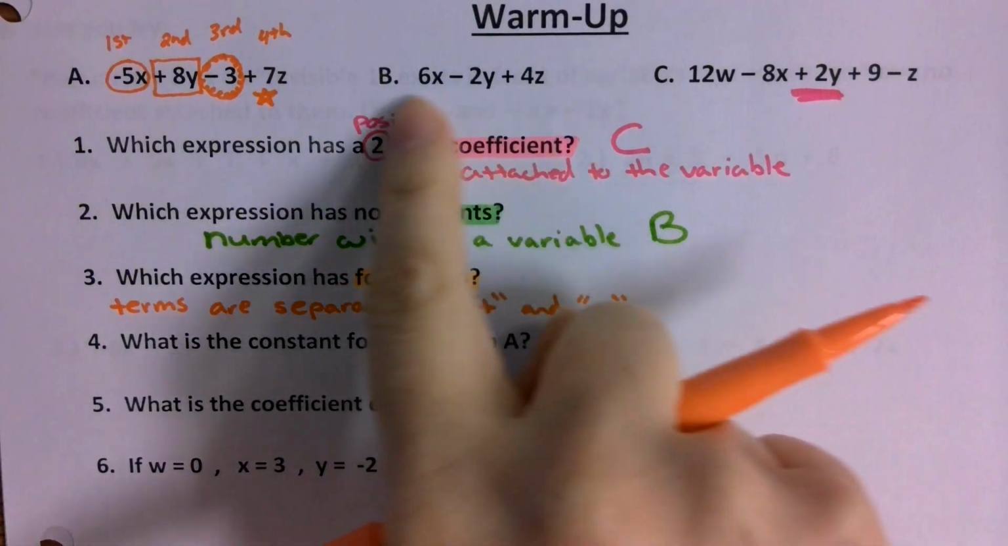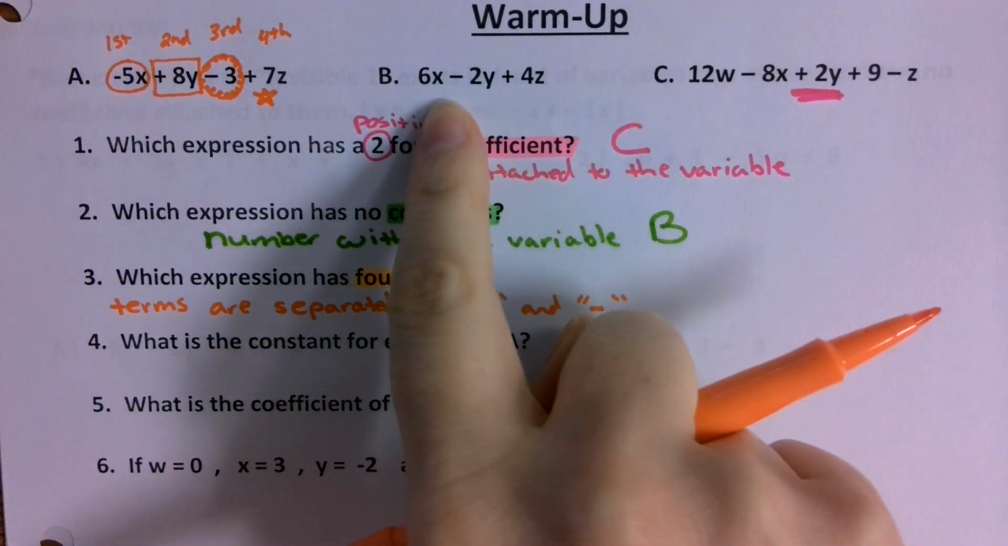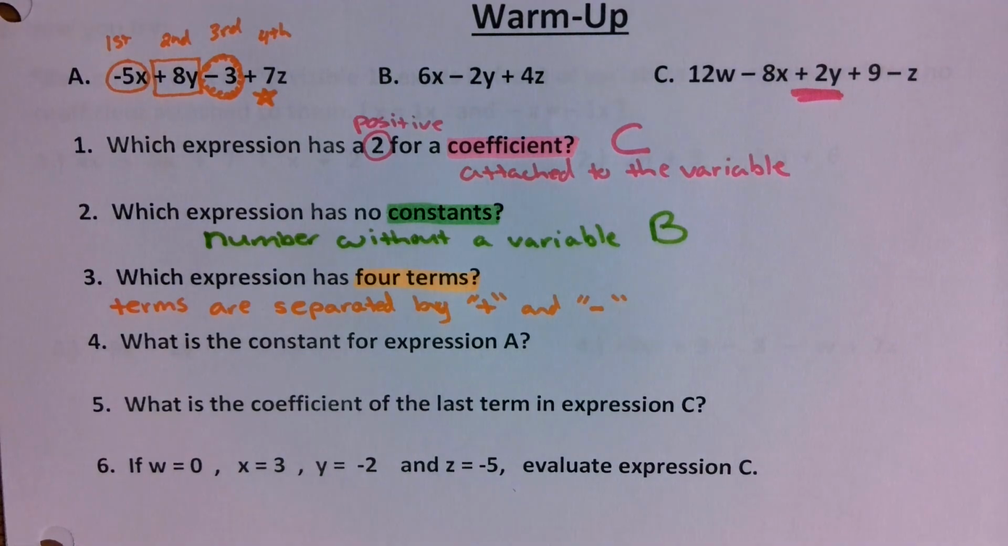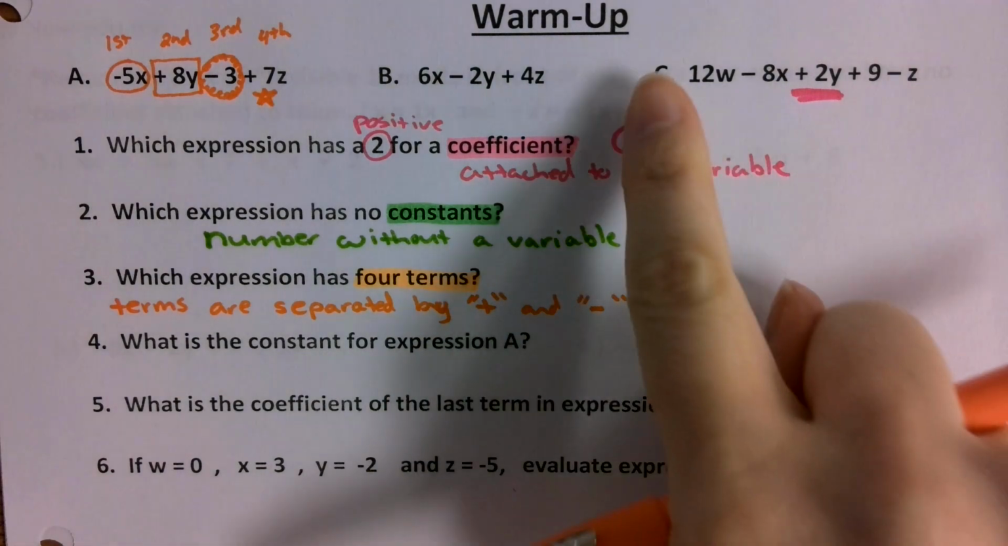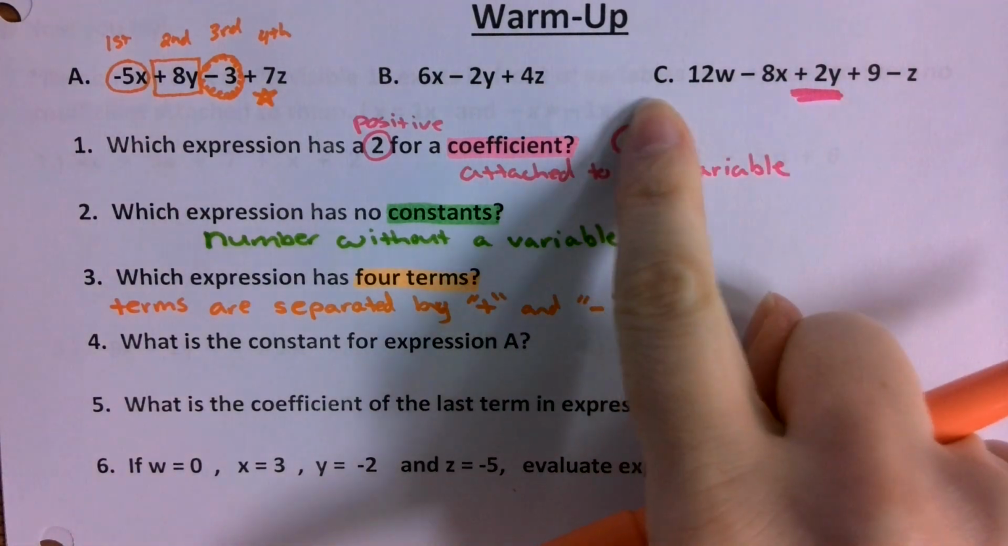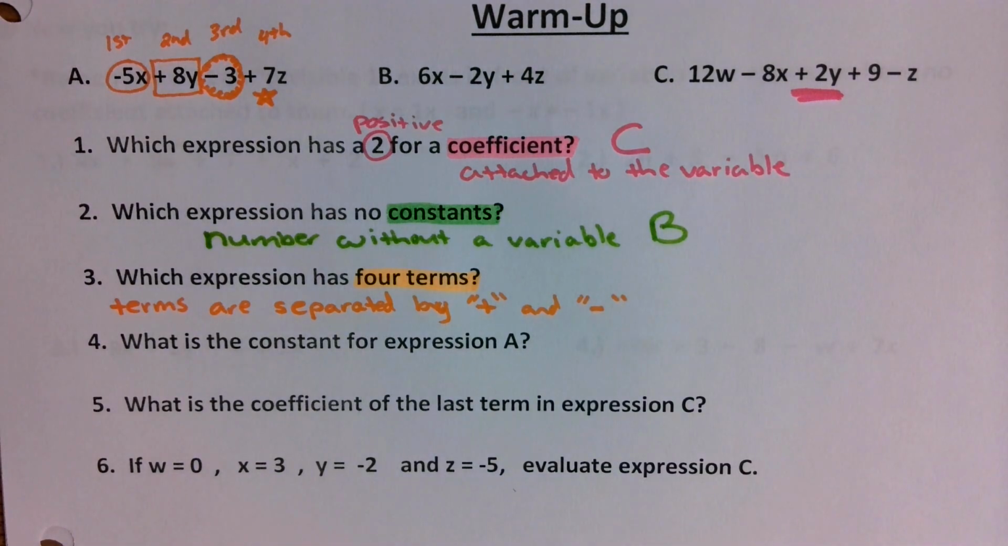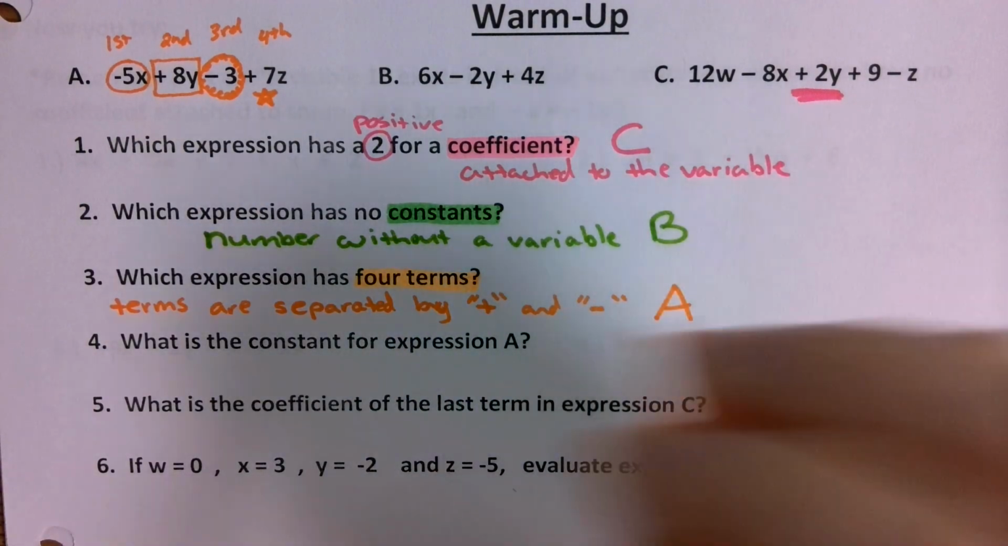How many terms does B have? How many terms does B have, Isaiah? 3. How many terms does C have? How many terms does the expression C have, Mia? 5. Okay, so only expression A has 4 terms.